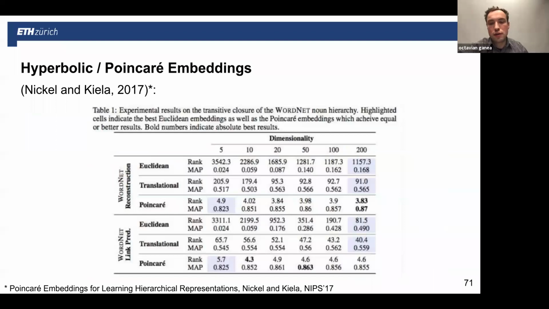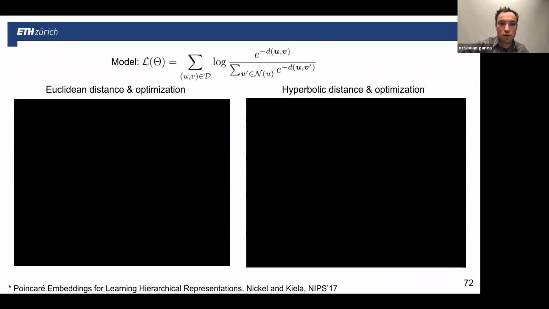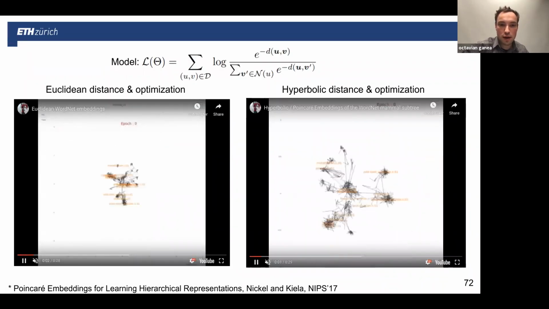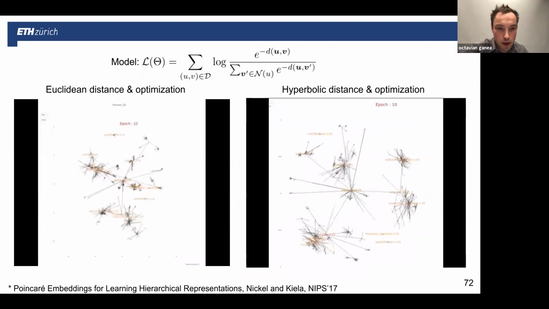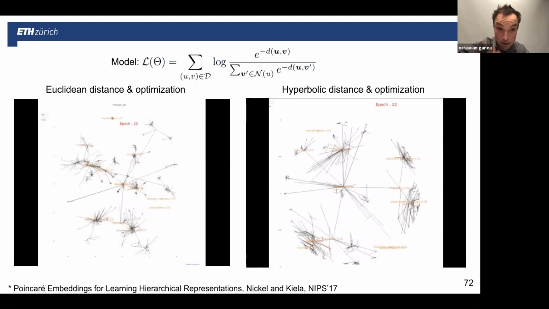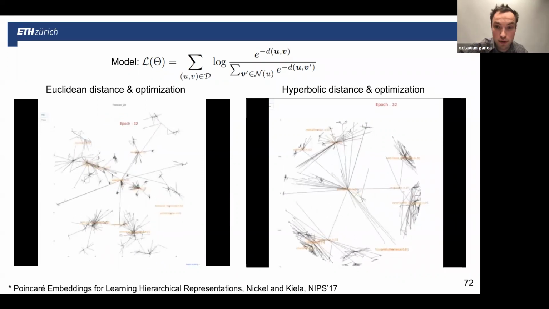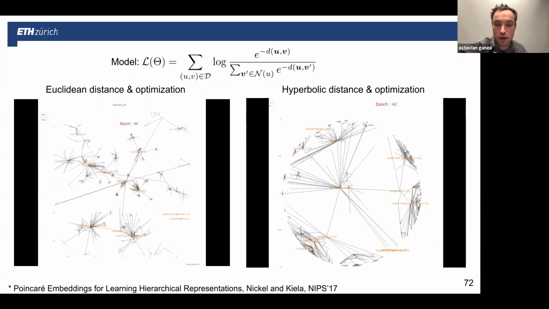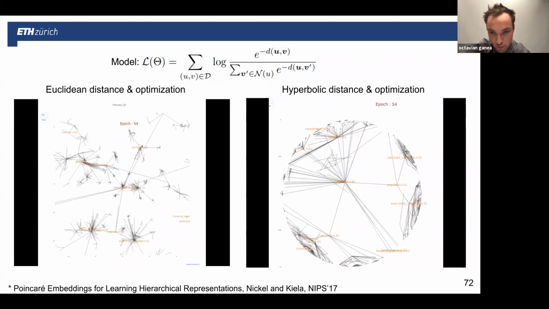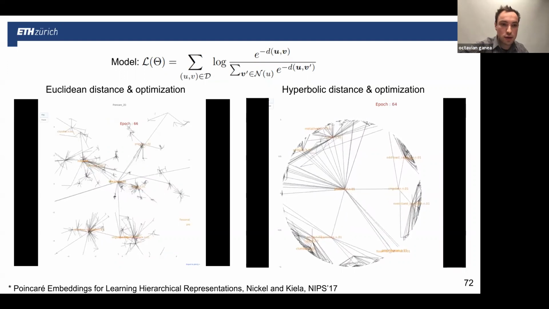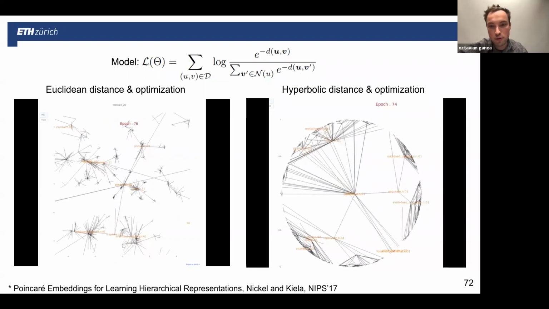And it turns out that they obtain amazing results, like with only 5 dimensions, they can beat by far Euclidean or translational models with, let's say, 200 dimensions. And a question is, what is going on? And here is a 2D visualization. So I basically trained their model in 2D, and you can see how it evolves during training. Here the black lines are the edges of the tree. And you have Euclidean on the left side, hyperbolic on the right side.